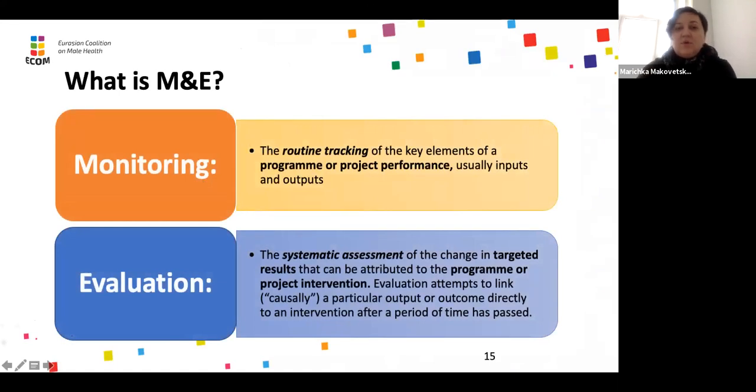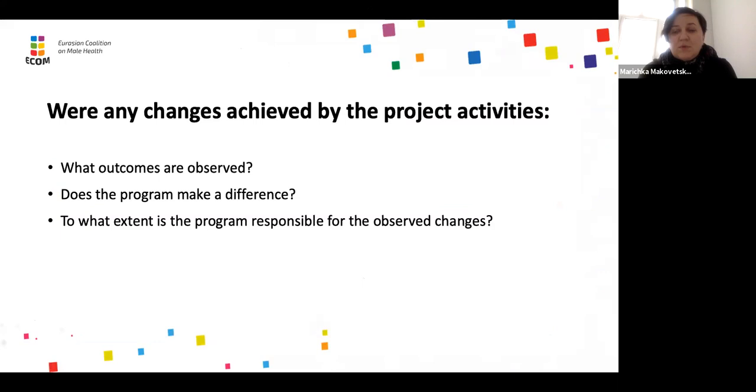Now let's talk about evaluation. Evaluation is the second part of the M&E system, and evaluation is a systematic assessment of the change in target results that can be attributed to the program or to the project intervention. So let's think about how we may describe it. If you ask yourself what evaluation is, any questions will be more at the level of the outcomes and impact.